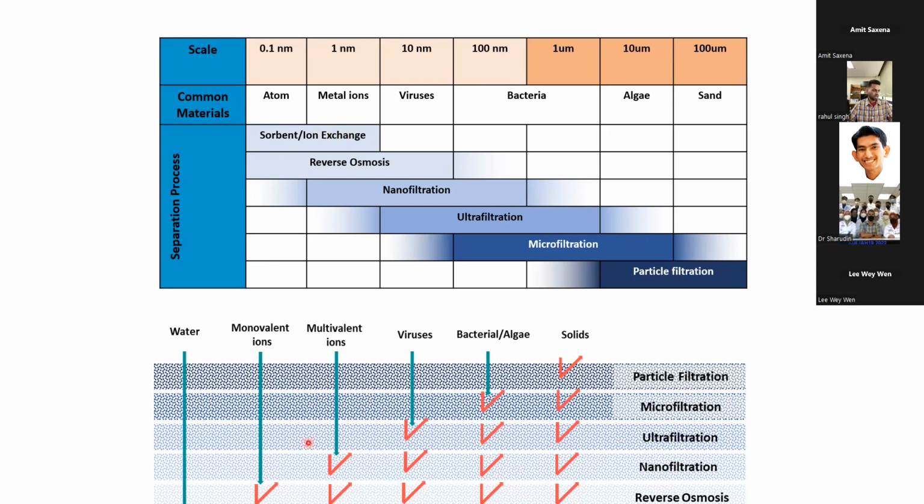If there are monovalent or multivalent ions, then we have to use ultrafiltration and nanofiltration methods. Similarly, for bigger particles like viruses and proteins, we can use microfiltration and particle filtration if we require. So we can use different pore size membranes. So these are the things.